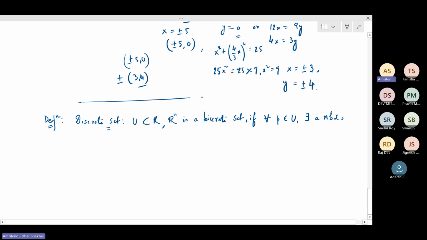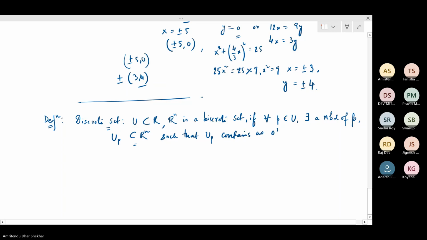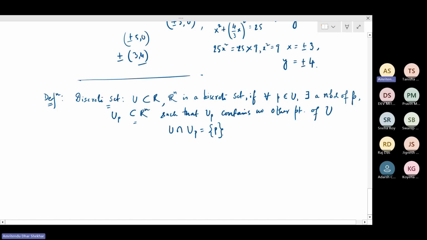There exists a neighborhood of P, let's call that UP, which is a subset of Rn, such that UP contains no other point of U, which is equivalent to saying that U intersection UP is just this point P itself. Okay. So an example of a discrete set is basically like this.